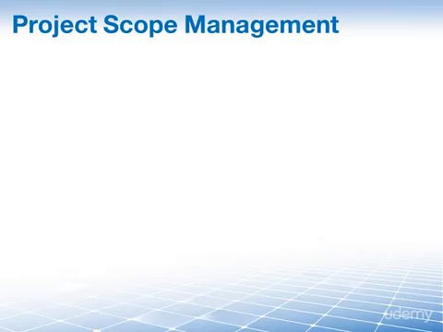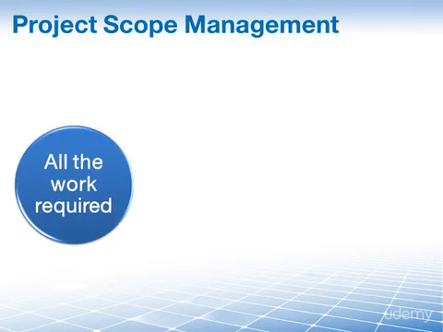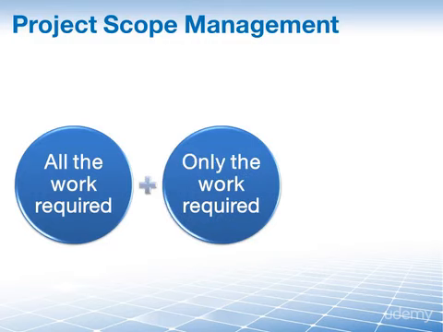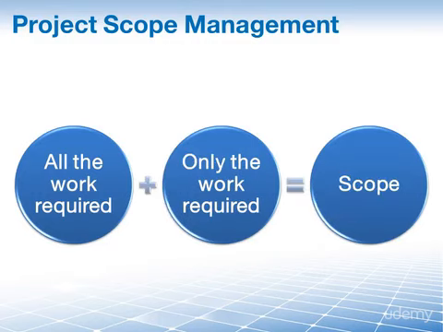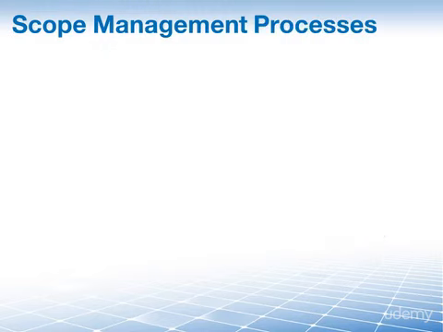The official PMBOK guide definition is that project scope management includes the processes required to ensure that the project includes all the work required and only the work required to complete your project successfully. And to help us with this, we have our 6 processes of project scope management.